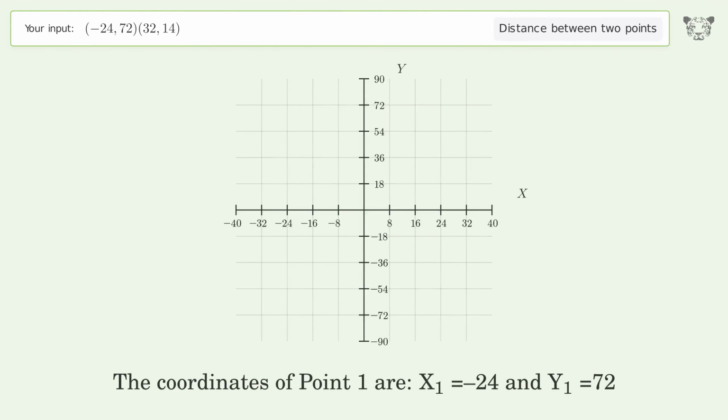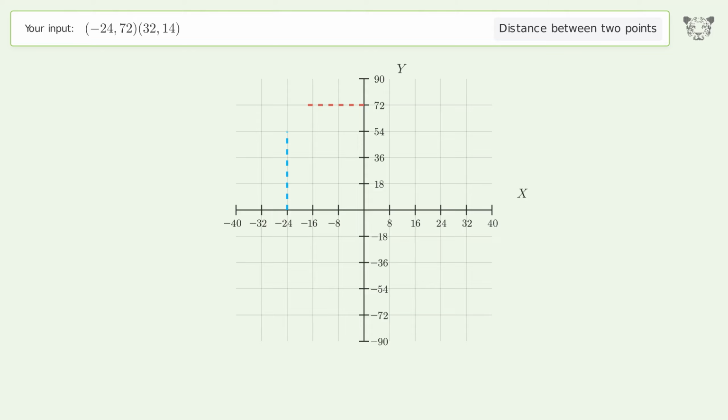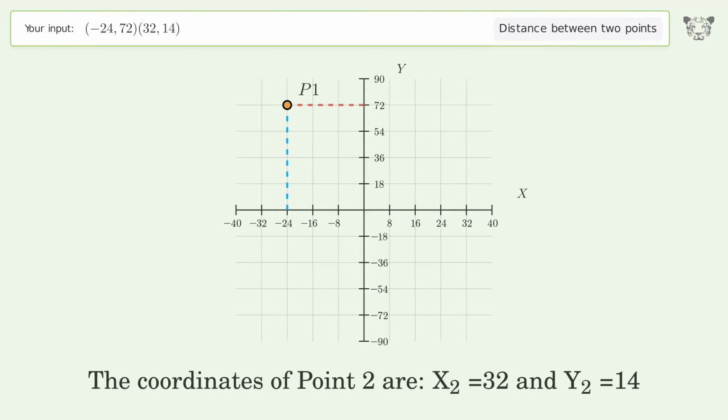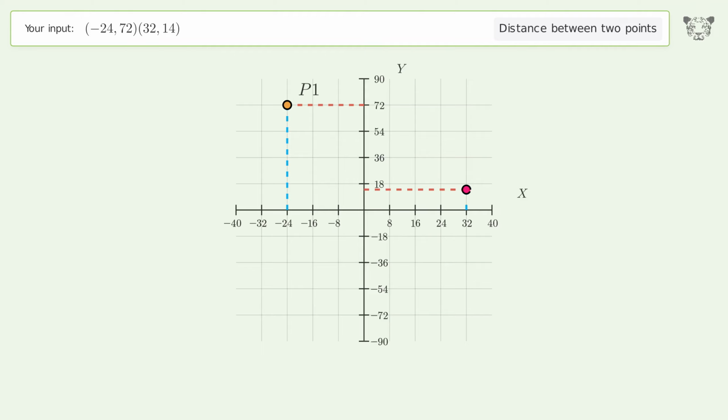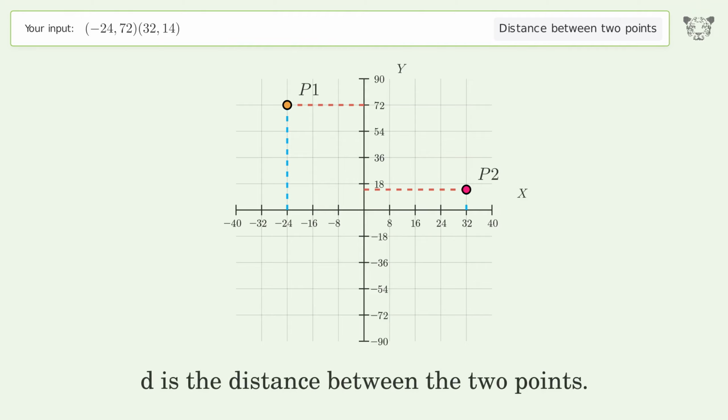The coordinates of point 1 are, x1 equals -24 and y1 equals 72. The coordinates of point 2 are, x2 equals 32 and y2 equals 14. D is the distance between the 2 points.